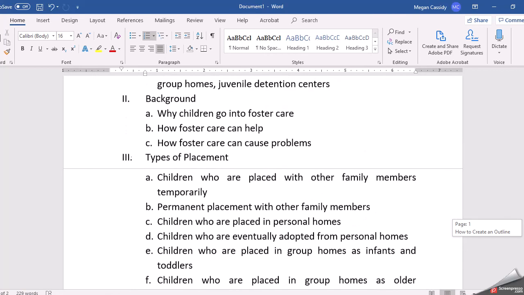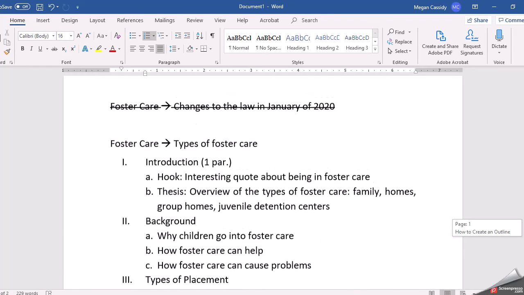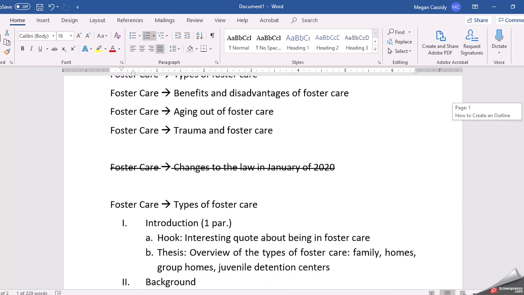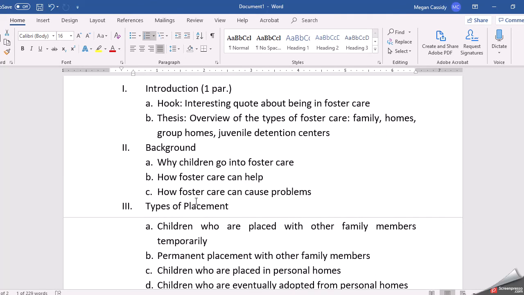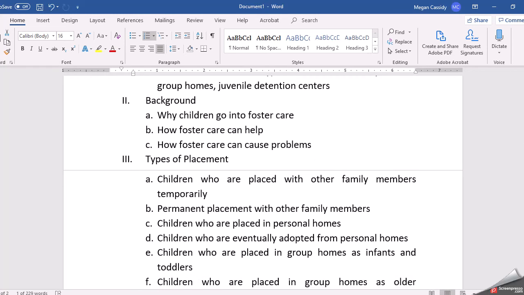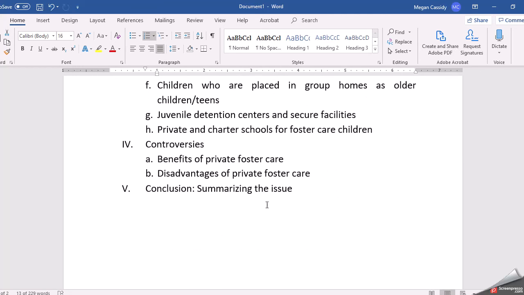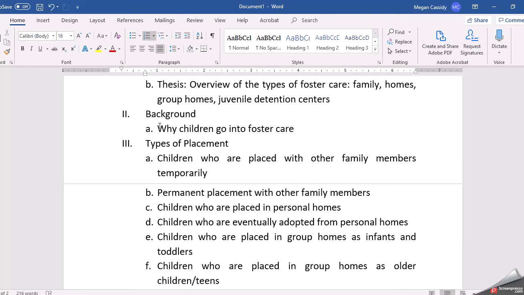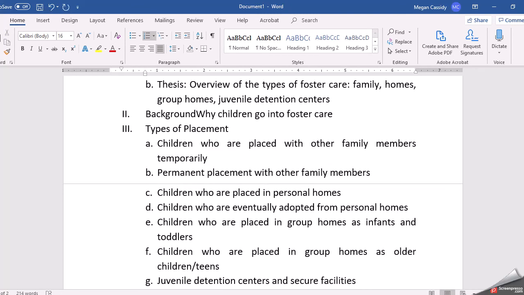Now, let's say that I look at this and I'm like, man, that is a lot to cover. And I've done my focusing of my ideas and I've sort of organized them, but I'm not sure if they really connect. So if I look down at my list again, my background, I might say to myself, helping and causing problems is very similar to controversies. So I don't know that I need it up in the beginning. So maybe I say, okay, I don't want to talk about that twice. And then I just want one paragraph of background.